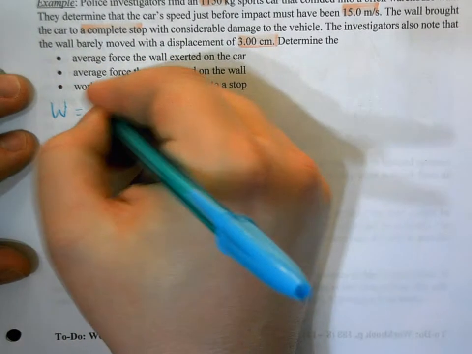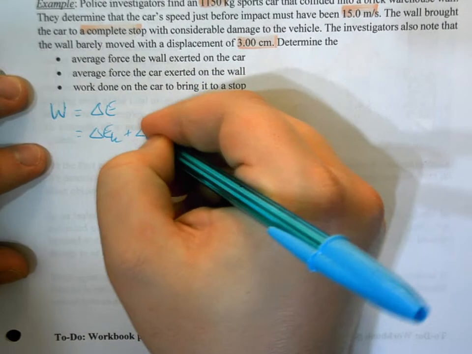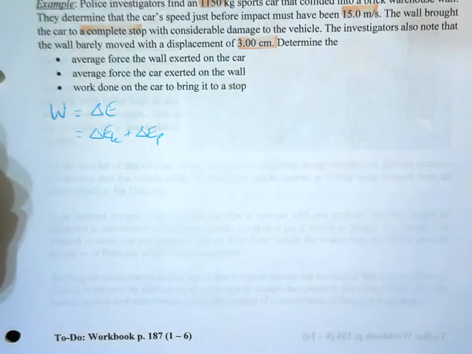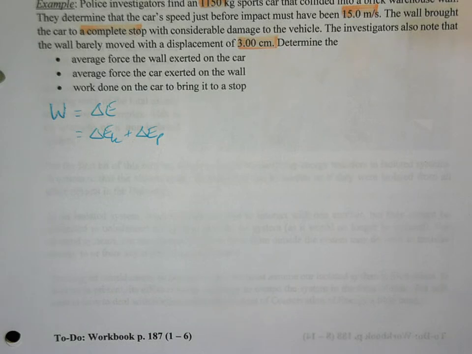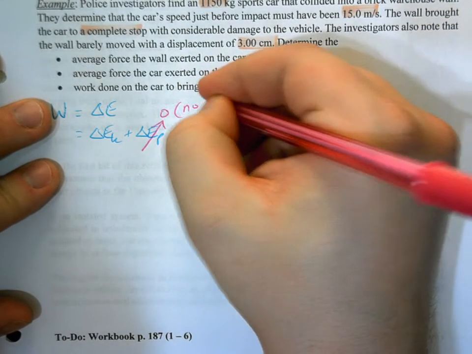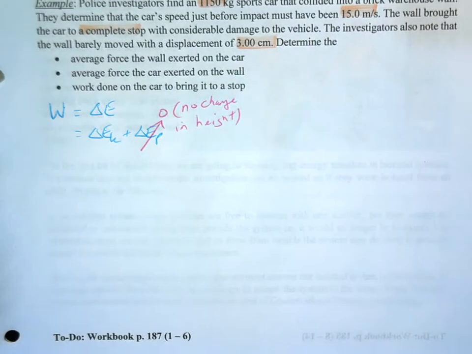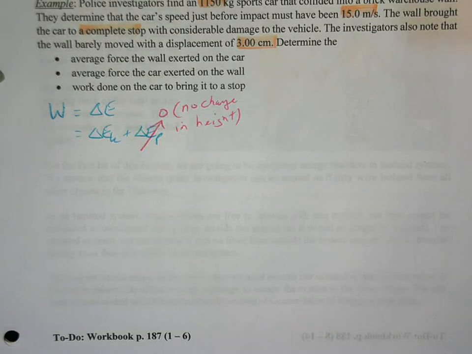So the work done is going to be the change in energy, which is just going to be the change in kinetic plus the change in potential energy. Now, we have no mention of any elastic materials, so we don't have to worry about change in elastic potential energy. And we're assuming this car is driving on a flat surface, so there is no change in vertical height. So we can say that the change in potential energy is 0. Because it's not like this car is driving down a slope into the wall and changing height. We're just going to assume it's always on a flat level ground.